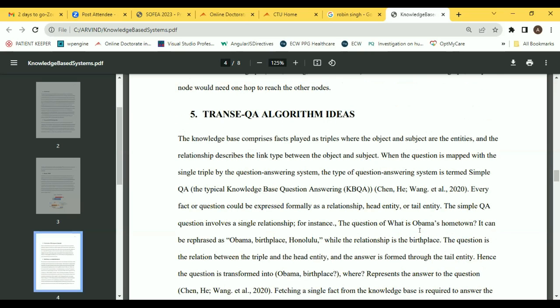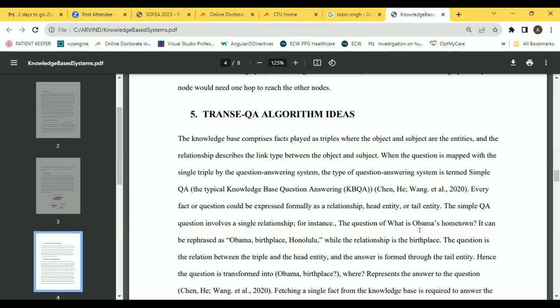And then transitive the algorithm ideas. The knowledge base would comprise the facts, which are played as triples, where the subject and the object are the entities, and the relationship would describe the link between the subject and the object. When the questions are mapped through the single triple, the question answering system would be termed as a simple QA.